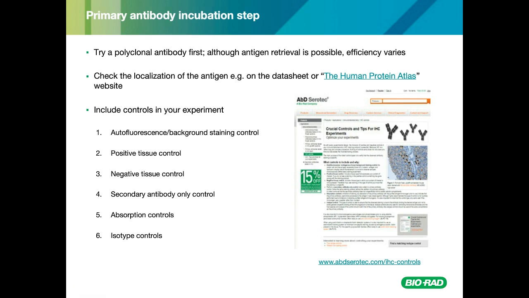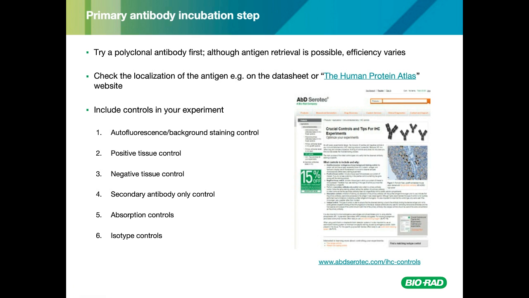The other type is a positive tissue control, and this means that you include a tissue type that expresses your protein of interest. If you do not see a staining in the positive control, something has gone wrong with your staining protocol. Negative tissue control: include a tissue type in which your protein of interest is not expressed. Therefore, if you see staining in this type of control, you know that the staining is unspecific.